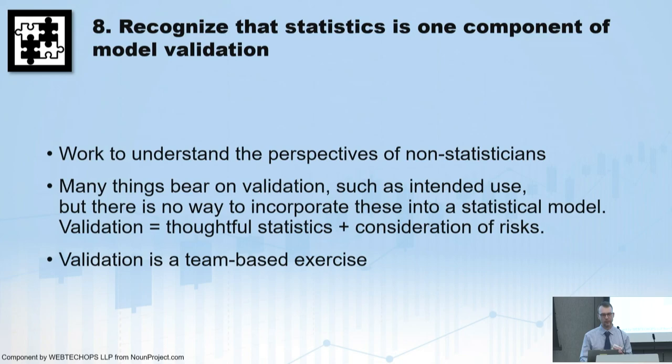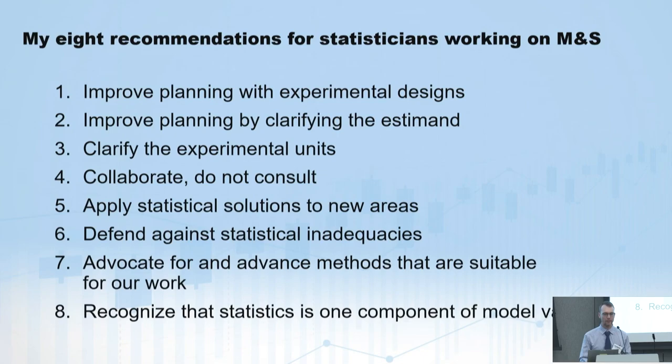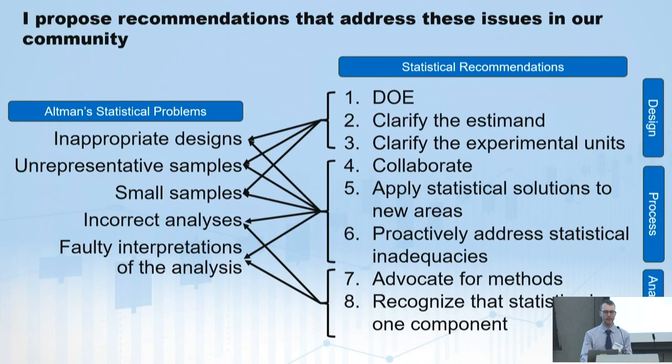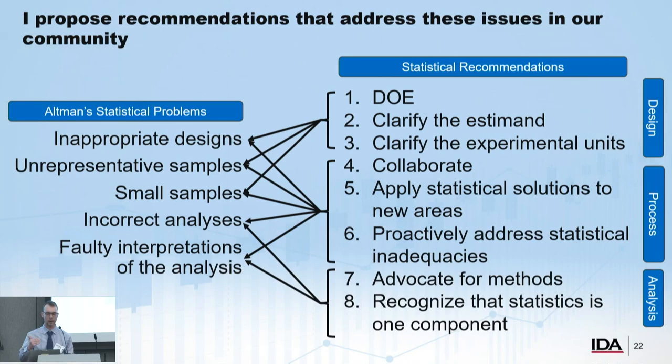This is just a list of all of my recommendations. They're on the TestScience.org website for you to go through. And my last slide is a summary slide, a schematic which shows my opinion about how my statistical recommendations help address certain statistical problems. So they didn't just come out of nowhere. The design process and analysis recommendations are targeted to improve on the specific design and analysis problems that Altman first came up with 25 years ago. So I'll just leave it on this slide, and I'll ask if there are any questions.